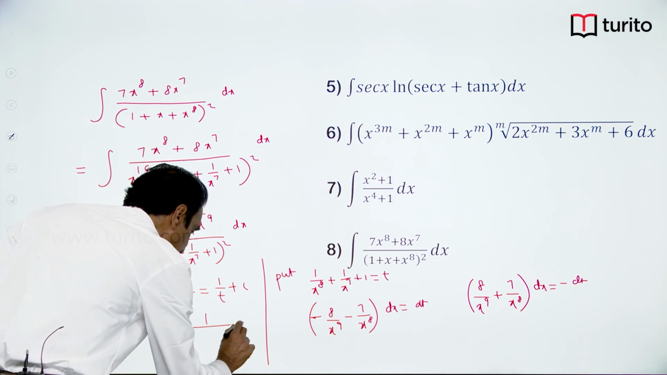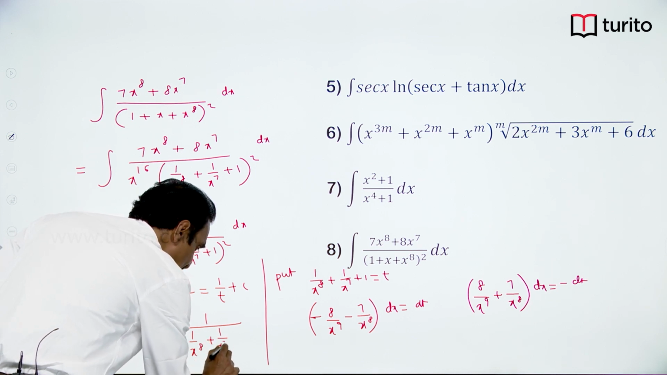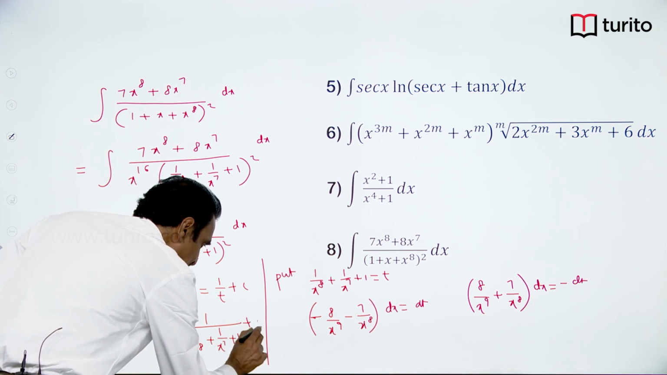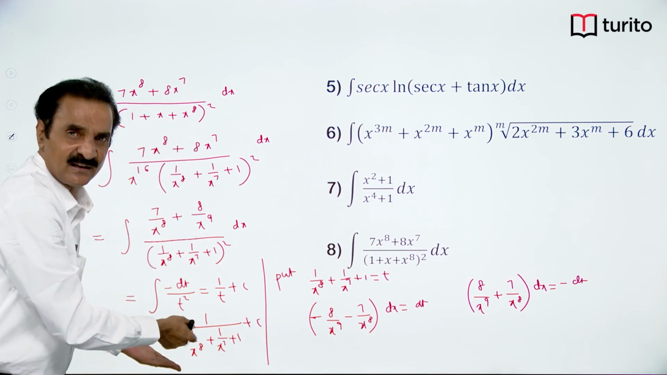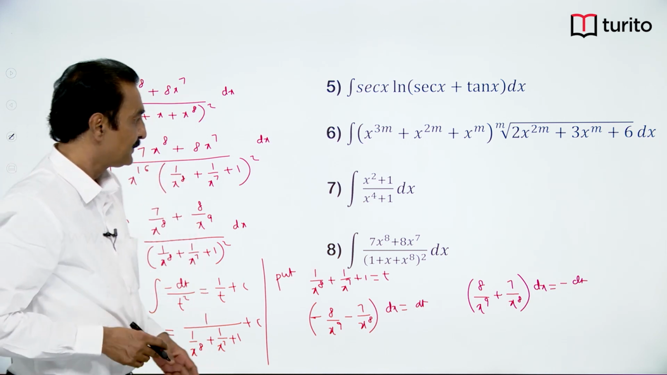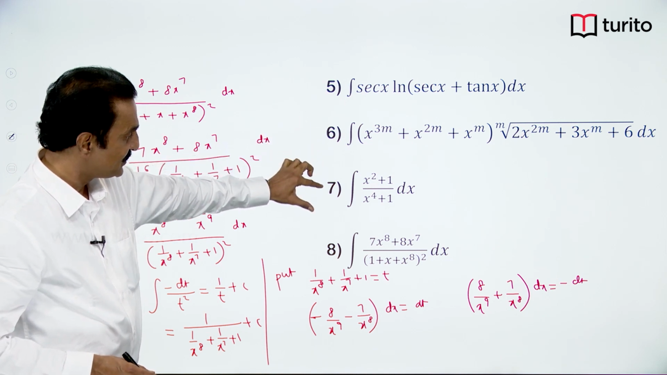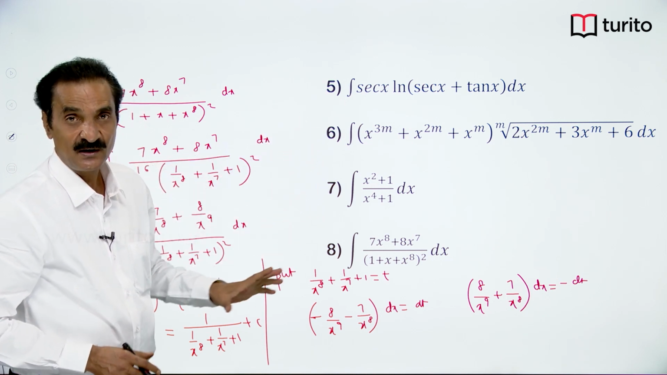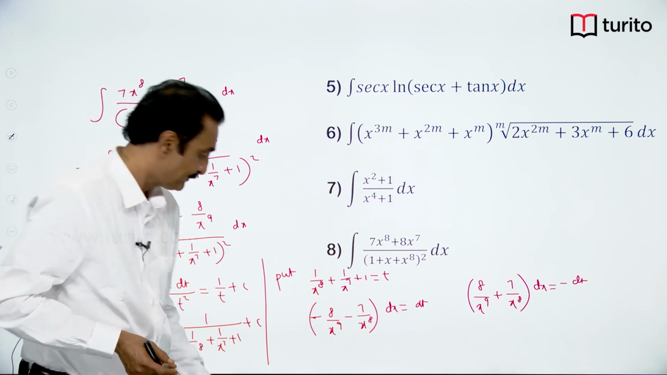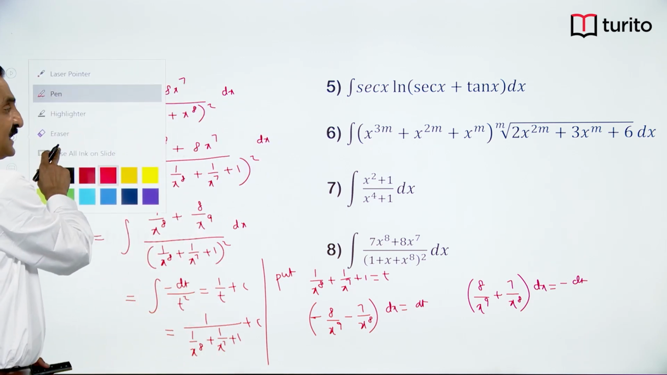1 by x power 8 plus 1 by x power 7 plus 1 plus c, and now you can simplify, take LCM and simplify. Okay. So, please observe the techniques used in the 6th question, 7th question and 8th question, and improve your ideas. Next question.